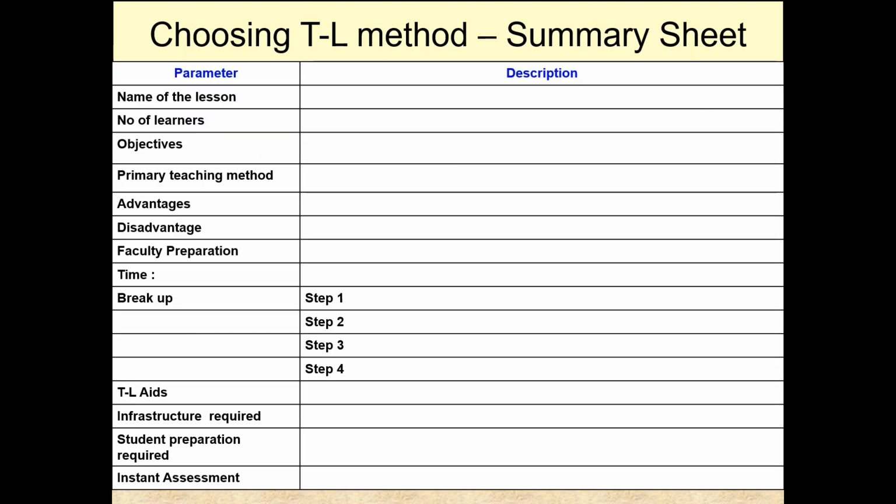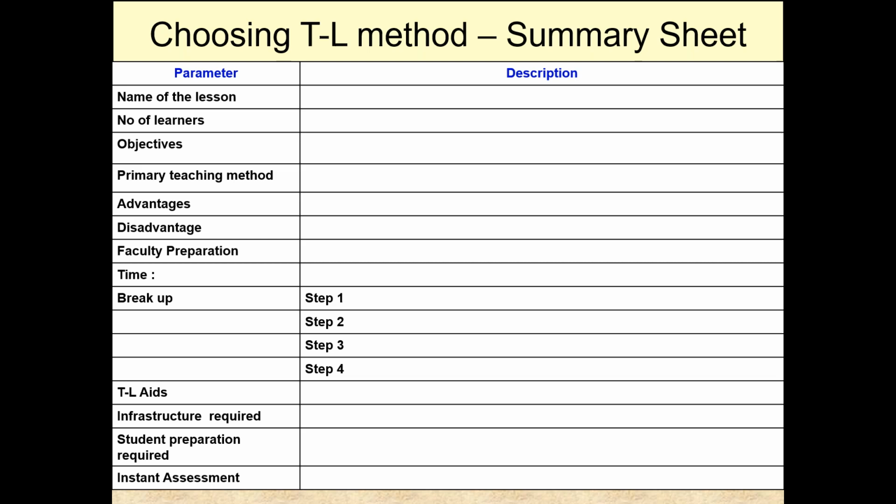And then you make a summary sheet. In that is the name of the lesson, the number of learners, what all objectives are there, and which is going to be the primary method of the teaching learning process. That method you have chosen, write down its advantages and disadvantages, the faculty preparation, how much time you need for that, and then break up step 1, step 2, that is a lesson plan.